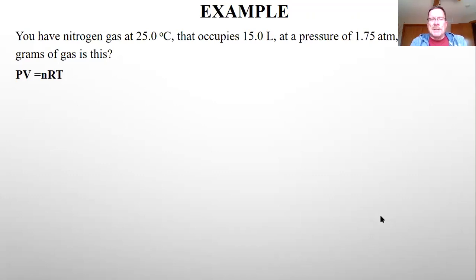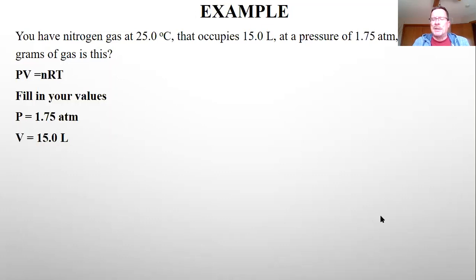You have nitrogen gas at 25 degrees Celsius that occupies 15 liters at a pressure of 1.75 atmospheres. And it wants to know how many grams of gas this is. Your equation is PV equals nRT. First thing is figure out what you have for values. Your pressure is 1.75 atmospheres, and since it's in atmospheres, that's good. Your volume is 15 liters, and volume always has to be in liters, so that's good. n is what you're looking for because n is moles. And if I know moles, I can go to grams.